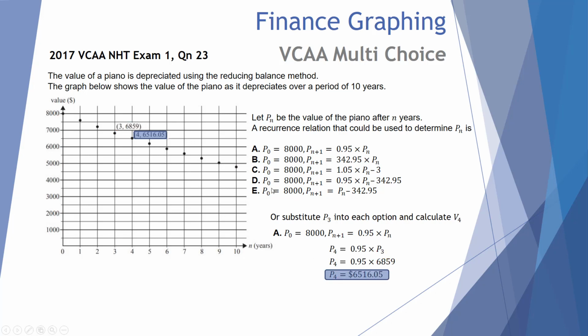So this, taking the relationship and actually substituting the value for 3 to predict the value for 4, is another way of identifying the fact that option A is the correct answer.